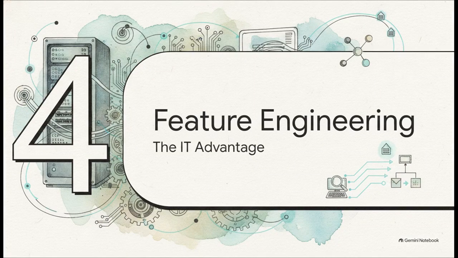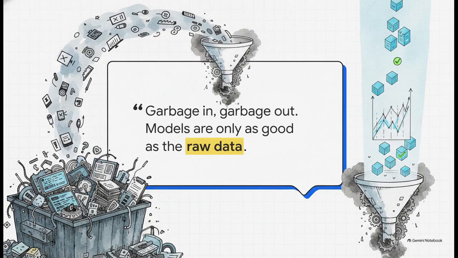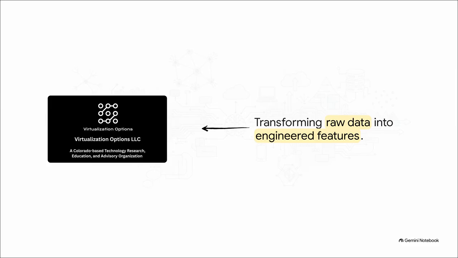All right, let's look at Section 4, the feature engineering advantage. This is the part where your existing expertise becomes your absolute greatest asset. The golden rule of data science and machine learning is incredibly simple. Garbage in, garbage out. These ML models are completely blind without good data. They are only as good as the raw information fed into them. And as we all know, raw IT data, system logs, event streams, network packets is almost never clean. It's super messy, it's noisy, and it totally lacks context. And this is exactly where you come in.